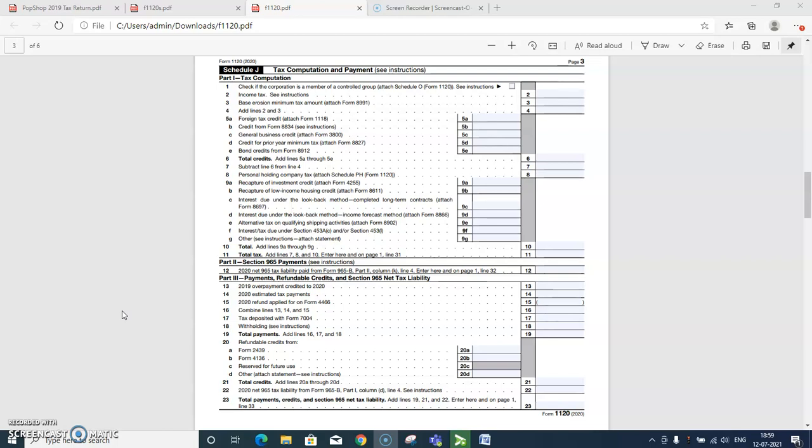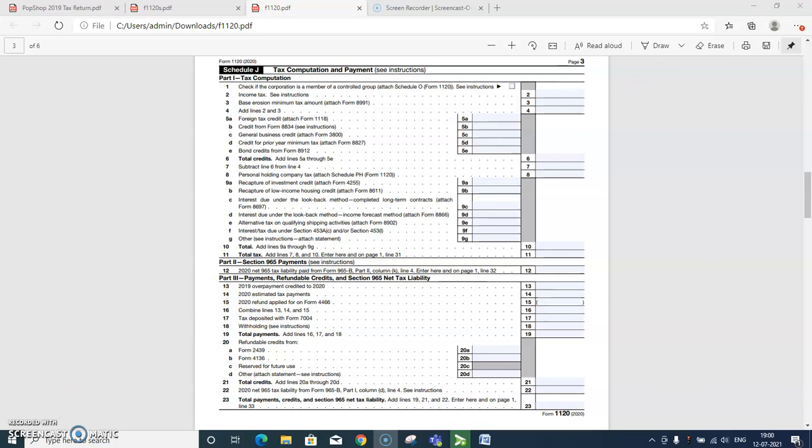Now coming to line 9, the recapture of investment credit. If the corporation disposed of investment credit property or changed its use before the end of its useful life or recovery period, or is required to recapture a qualifying therapeutic discovery project grant, enter the increase in tax from Form 4255, Recapture of Investment Credit.